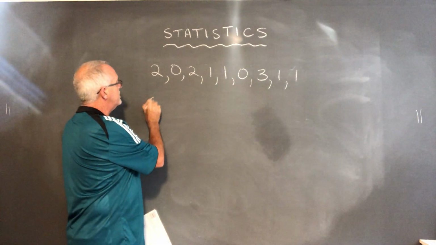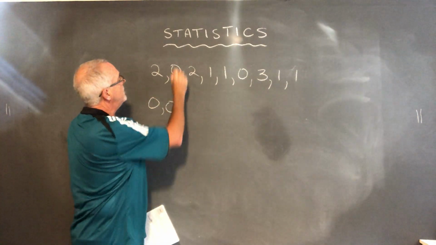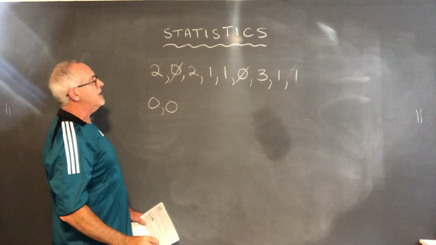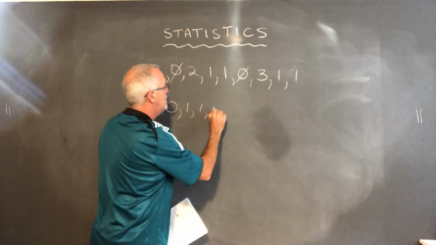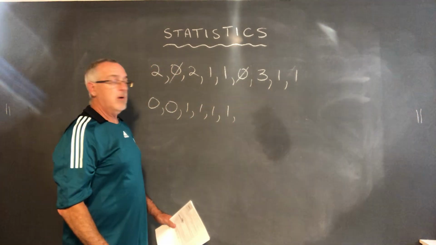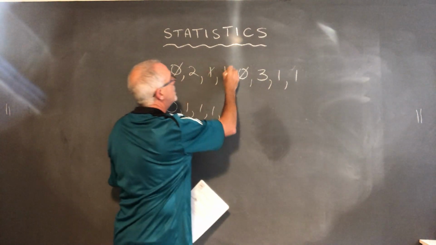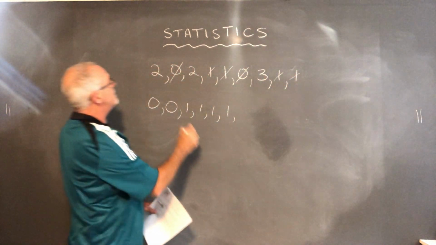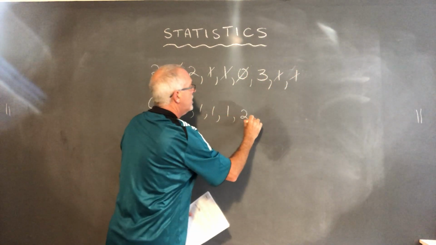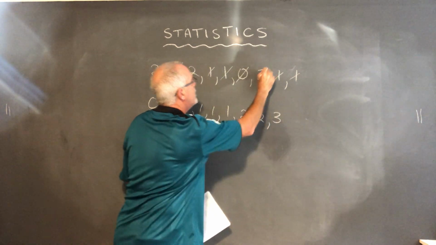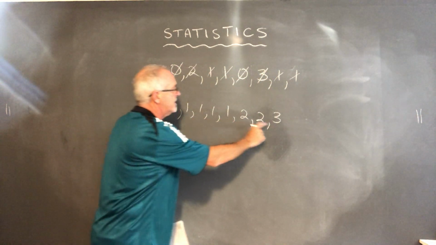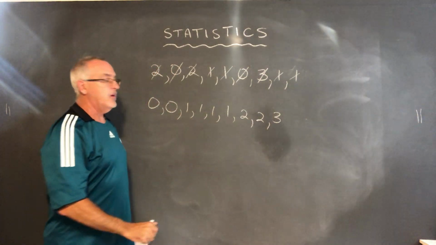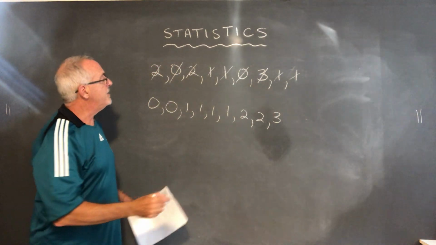So the lowest number is 0, and I have 2 of those. I have to do this crossing out thing again. That's very helpful. Then we have 4 ones. Okay, cross those out and make sure I didn't make a mistake. 2 2s and a 3. Cross out the 3, cross out both 2s. Okay, do I have 9? 1, 2, 3, 4, 5, 6, 7, 8, 9? Yes.